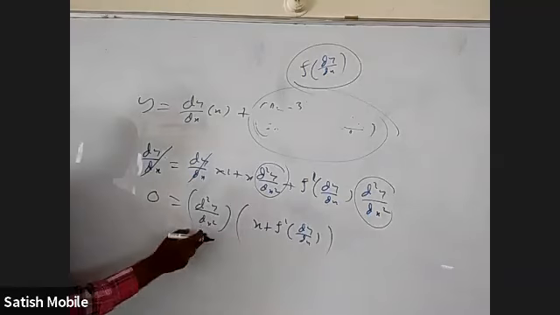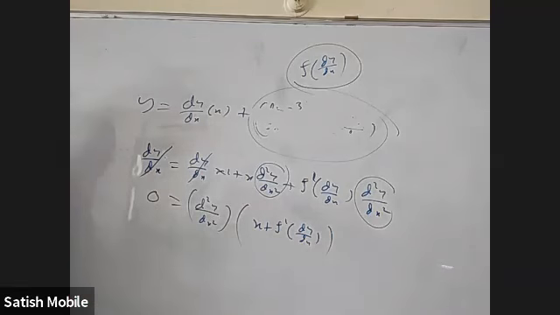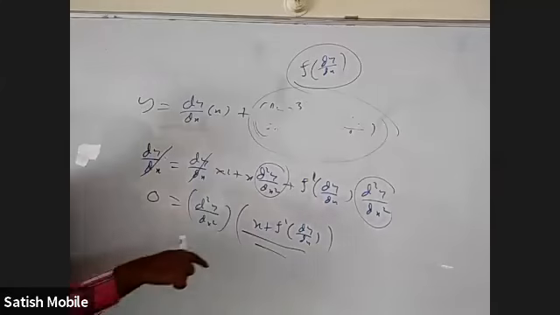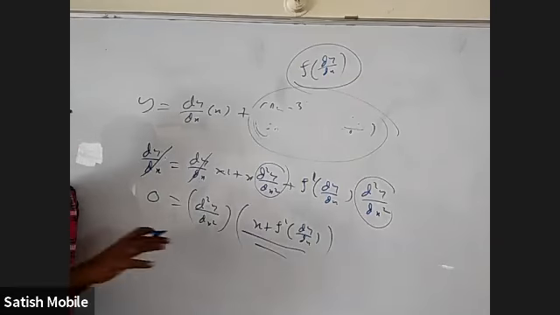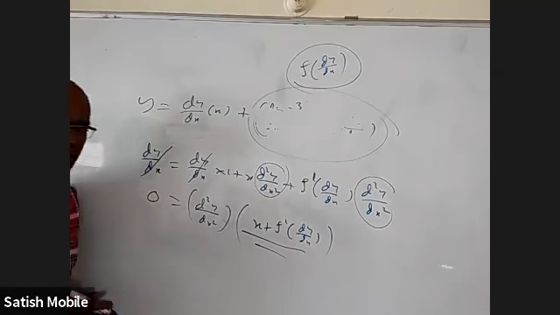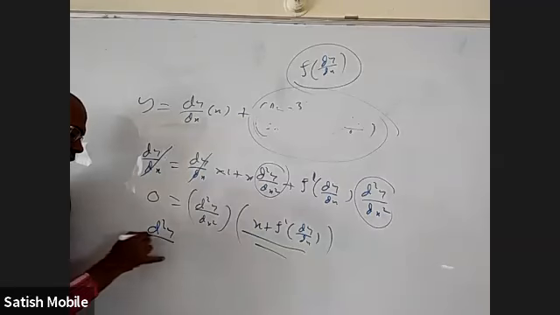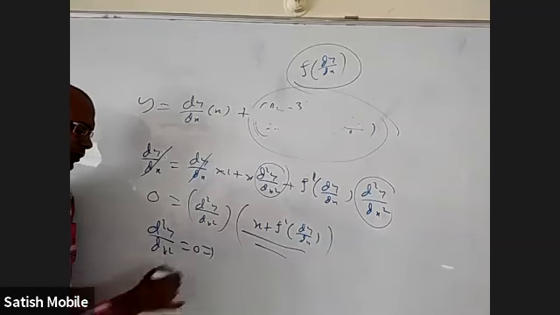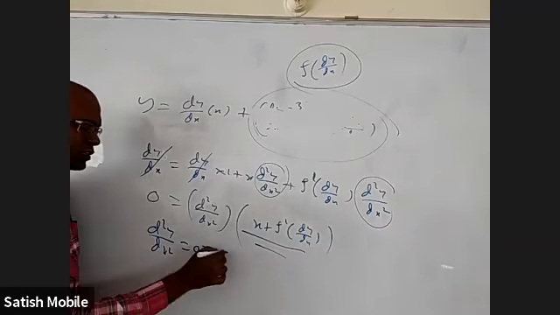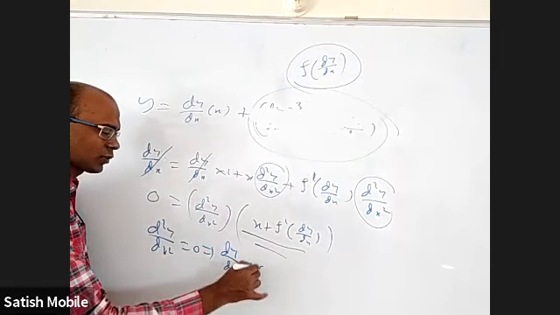If the product of two things is 0, either this is 0 or this is 0. This equal to 0 will have some solutions, but we right now will not focus on them. I'm not saying they're not solutions. They are also solutions. But let us take this equal to 0, what happens? So d square y by dx square equal to 0. If d square y by dx square is 0, can I say dy by dx is a constant?